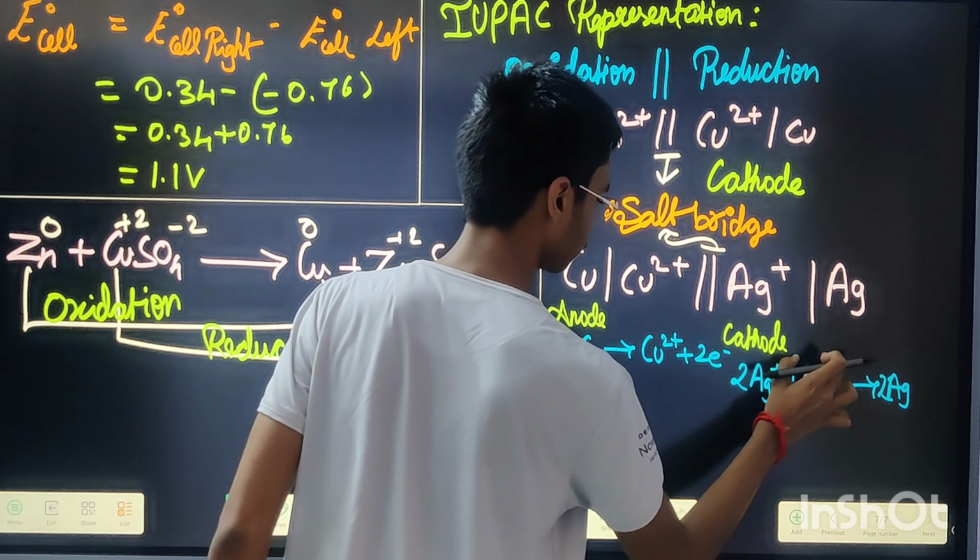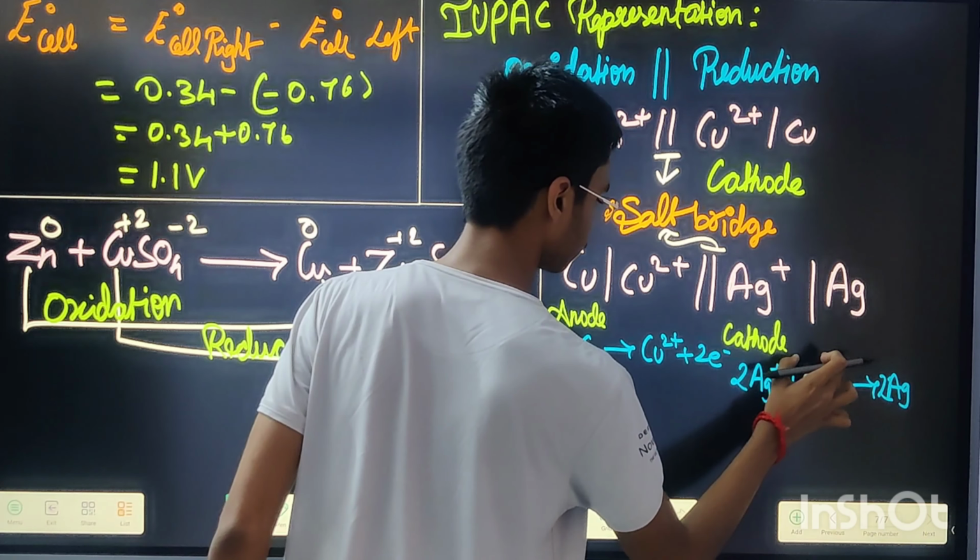Next is the net reaction. For the net reaction, normally we cancel this electron and that electron, then just add and write. So that means Cu plus 2Ag+ gives Cu2+ plus 2Ag. This is the net reaction. So when they give something like this, you have to write it like this.